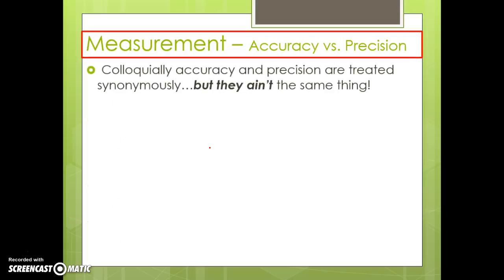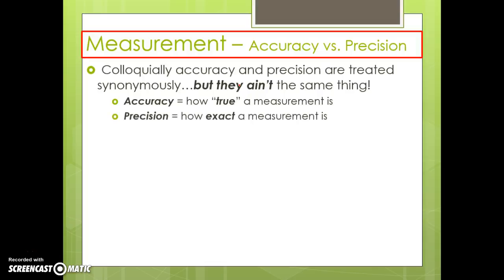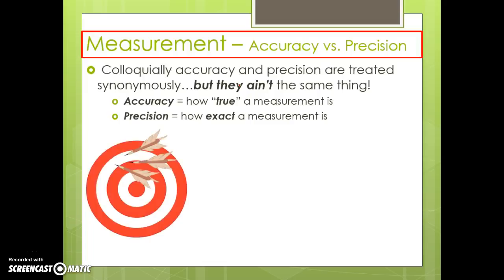So before we start talking about any of that, we have to talk about accuracy versus precision. Here's what they are. We treat them as the same thing, but they ain't the same thing. Accuracy is how true a measurement is, versus precision is how exact a measurement is. So let's break this down further.